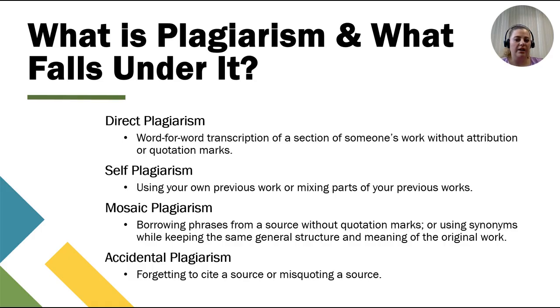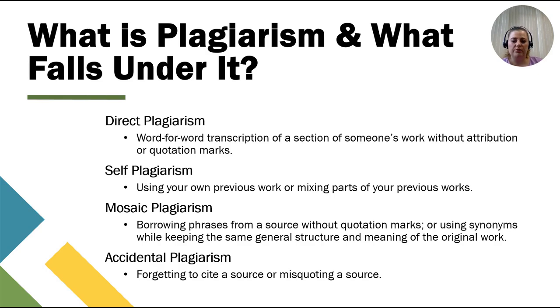So plagiarism. What is it and what falls under it? Direct plagiarism is a word-for-word transcription of a section of someone's work without attribution or quotation marks. This is when you copy and paste and just put it into your assignment. Self-plagiarism is when you're using your own previous work or mixing parts of your previous works without acknowledging that it is from a previous assignment and giving credit to yourself. So this would be taking a paper that you've already done in a past course and just reworking it just enough to submit it for this course.